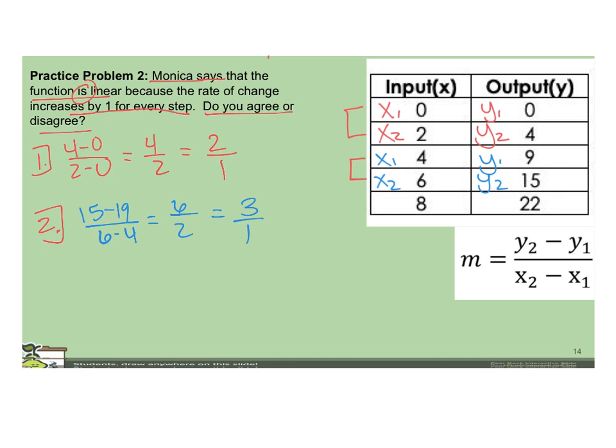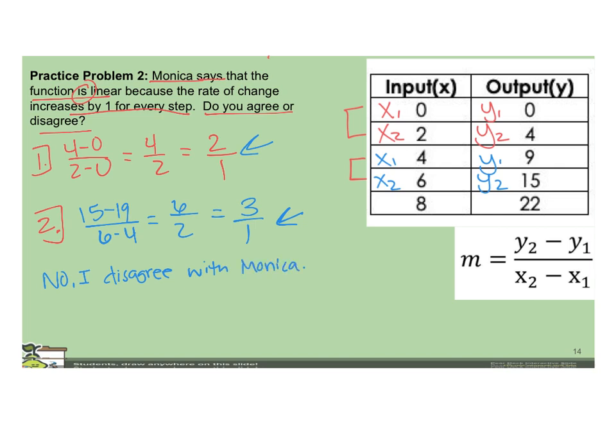So I actually don't even need to find my slope a third time because they're different. This is 2 and this is 3. So this will not be linear. So do you agree with Monica? So no, I disagree with Monica. Period.